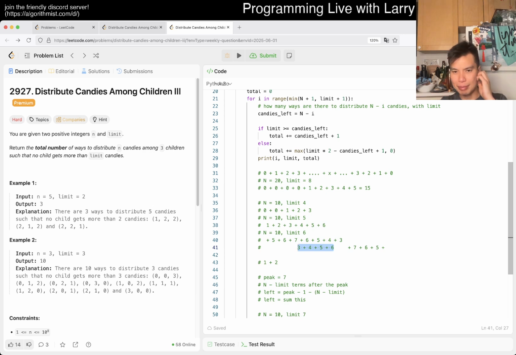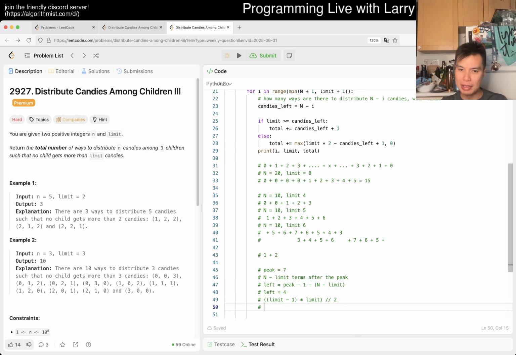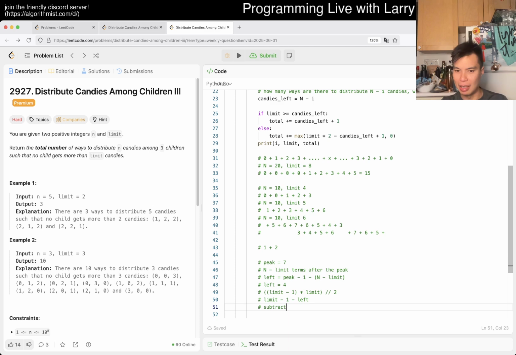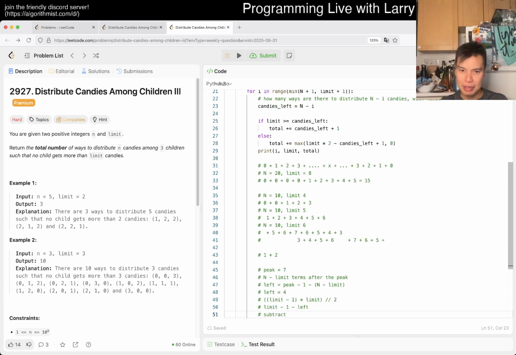Wait, is it? Oh yeah, I think I messed up here. Left is equal to the number of digits here, which is 4, right? In this case. Well, I thought I wanted 6, but no. Then that means we have limit minus 1 times limit divided by 2 for the sum, right? So that's the sum from 1 to 6. And then to get the number 2, there's just limit minus 1 minus left to get the subtract part. And then, yeah, right? So something like that, if you're following.